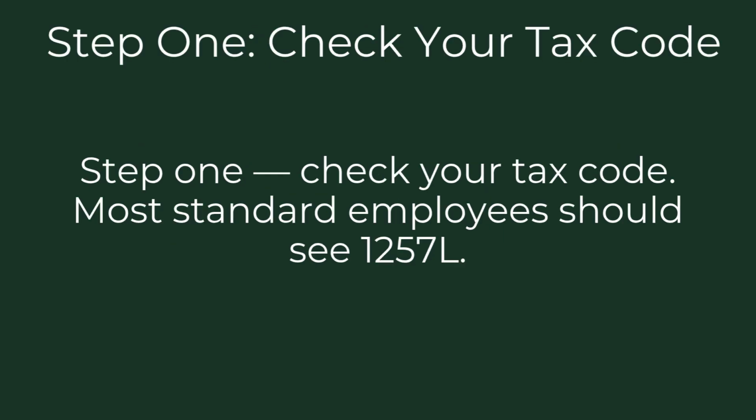The first thing to check is your tax code. For most standard employees, this should be 1257L. If your code shows BR, 0T or a K code, it is worth understanding why, as these can significantly affect how much tax is deducted. If you are unsure, check your personal tax account at gov.uk with HM Revenue and Customs.